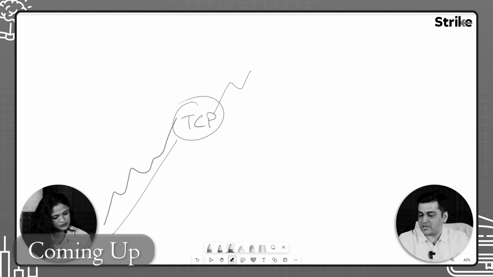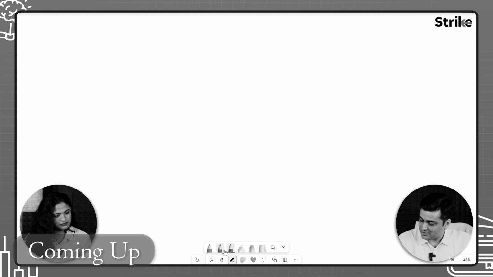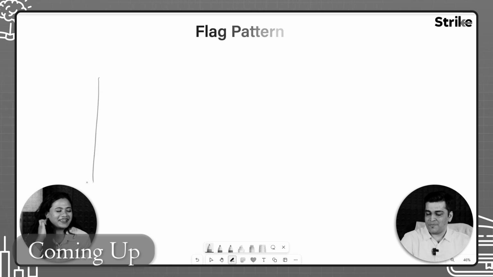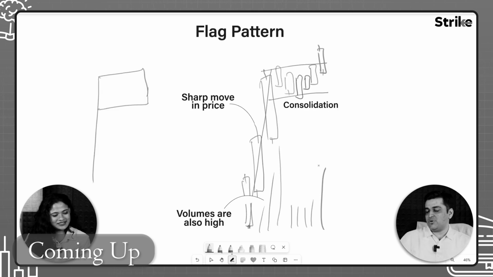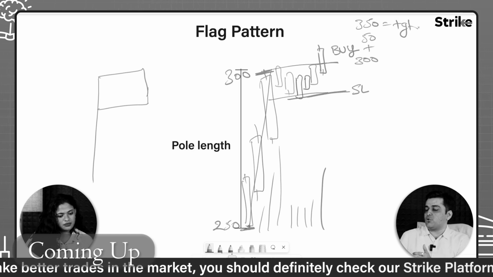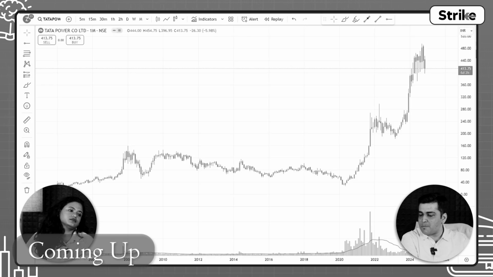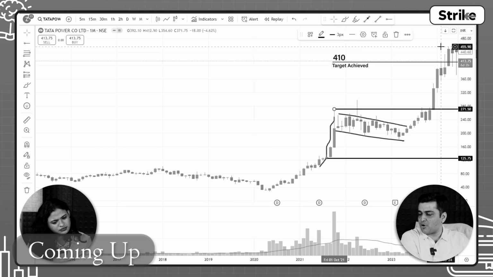Previous trend is expected to continue upwards. As the meaning of the word. Absolutely, right? Does a flag look like this? A flag looks like it has a pole. What a trader can do if he spots this on an intraday chart provides you a wonderful risk to reward ratio. I have Tata Power, a monthly chart, 440, and the target is met.